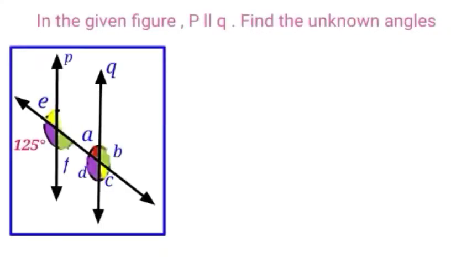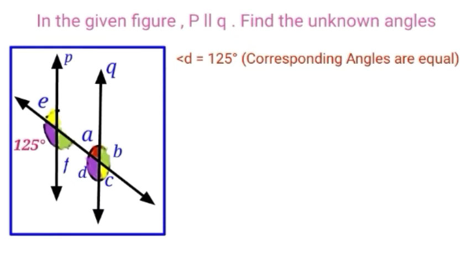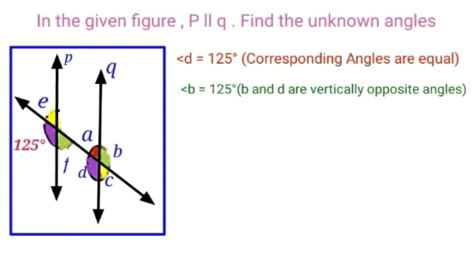Let us solve the following problem. In the given figure P is parallel to Q, find the unknown angles. From the figure we get the measure of one angle. We want to find out the measures of the other 6 angles. Angle D is equal to 125 degrees because angle D and 125 are two corresponding angles. Because P and Q are parallel lines, the corresponding angles are equal in measure. So angle D is equal to 125 degrees.